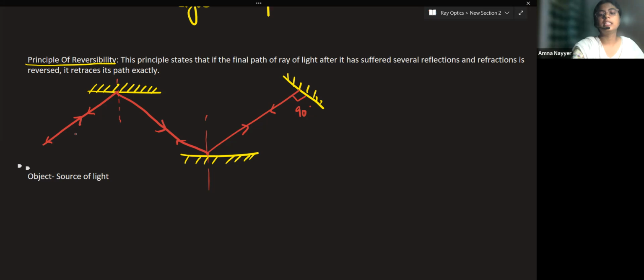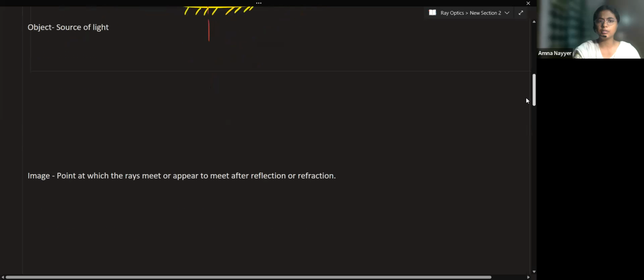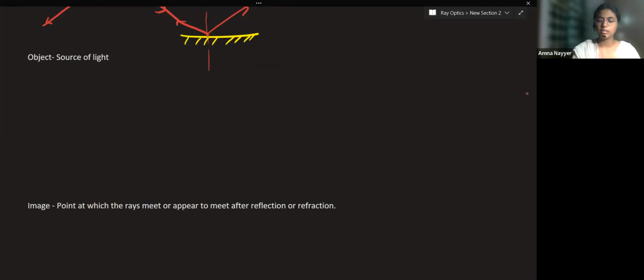Fine. Then you have the concept of object and image. Object and images are very, very important, because this is a very basic thing. All of you will be able to understand this fact. Now, object means what? Object means the point from where the light rays are emerging. A source is there, like this tube light. This is a source of light, so this becomes an object. Why? Because it is emitting light. Now, object can be luminous or it can be non-luminous.